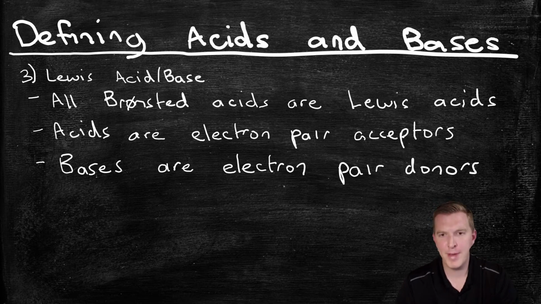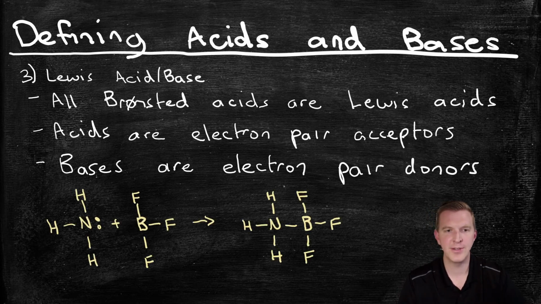In that case, that would be the base. Now, he says that bases are electron pair donors, and this is something that's able to donate an electron pair to something else, and that something has to be an acid. So let's look at an example.